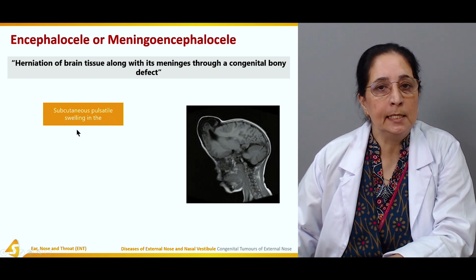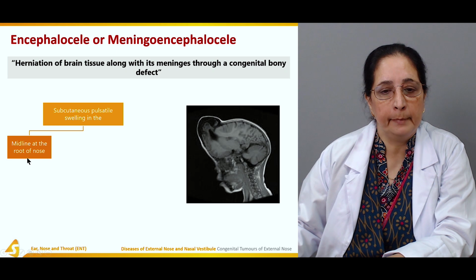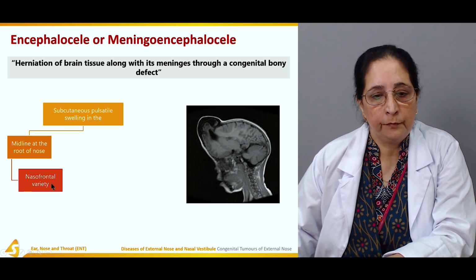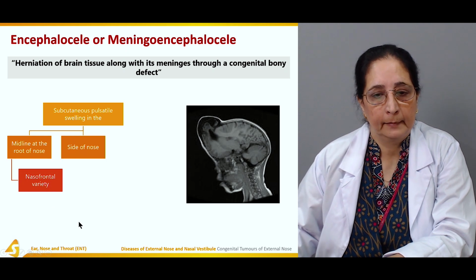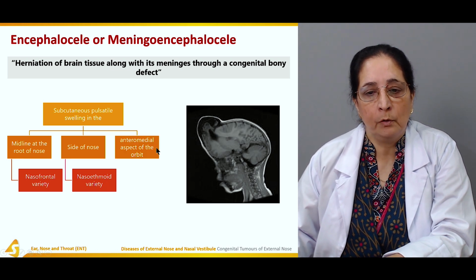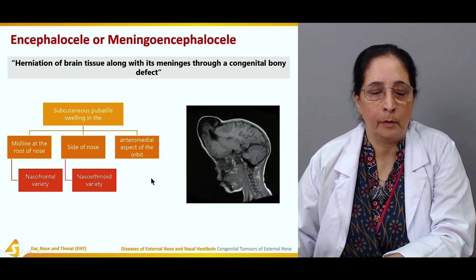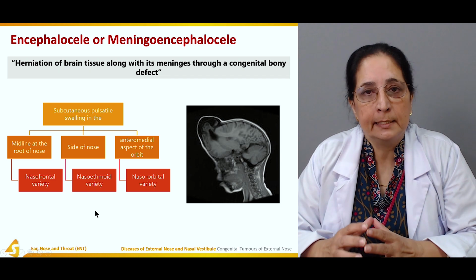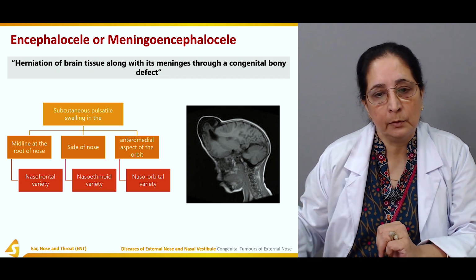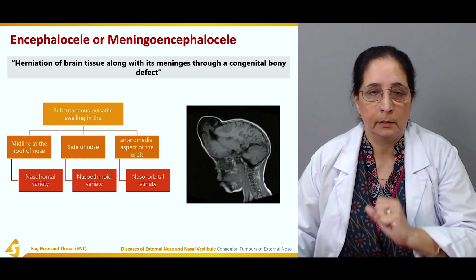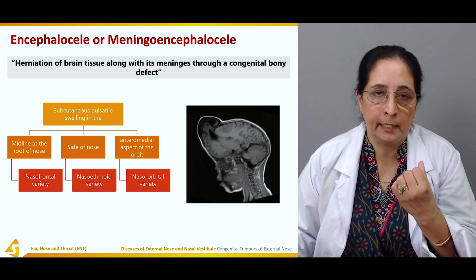Subcutaneous pulsatile swelling in the midline at the root of the nose, nasofrontal variety, side of the nose in nasoethmoid variety, and also the anteromedial aspect of the orbit. So all these are how they present. Encephalocele and encephalomeningocele, usually there is pulsatile swelling. It has pulsation in the swelling.